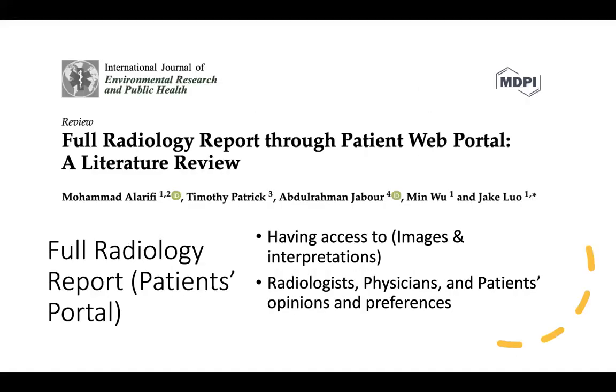So I published it as a literature review paper, and I recommend you go and read it if you're interested in imaging informatics. I called it radiology report through patient web portal. And this was my first journal article, alhamdulillah.